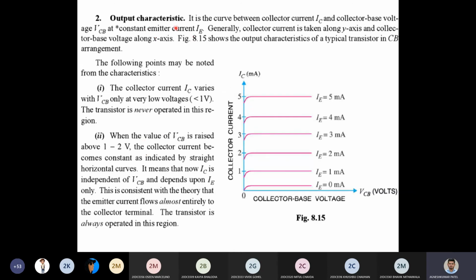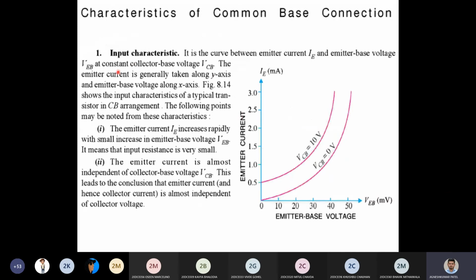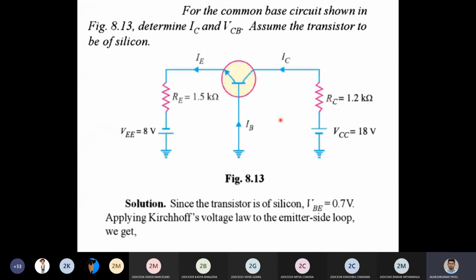Now the output characteristic. So what is the output characteristic? First, the input: why is it called the input characteristic? Because it is the relation between your VEB and IE. VEB and IE, which one is it?